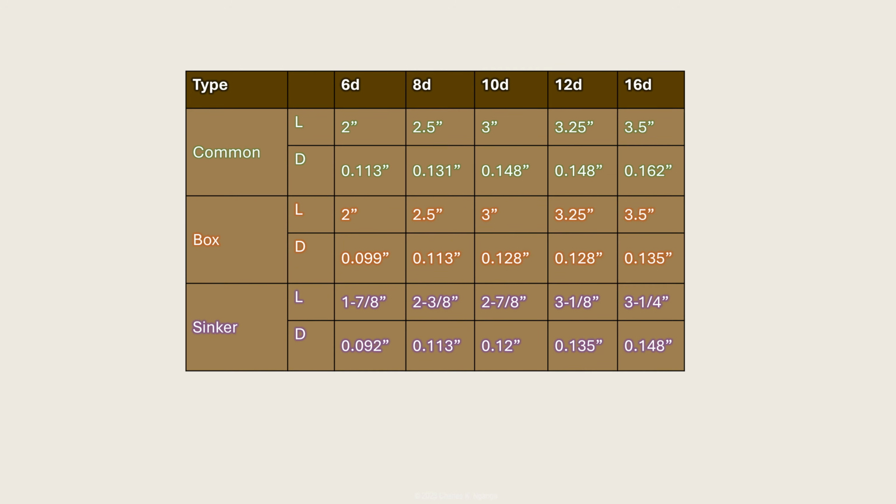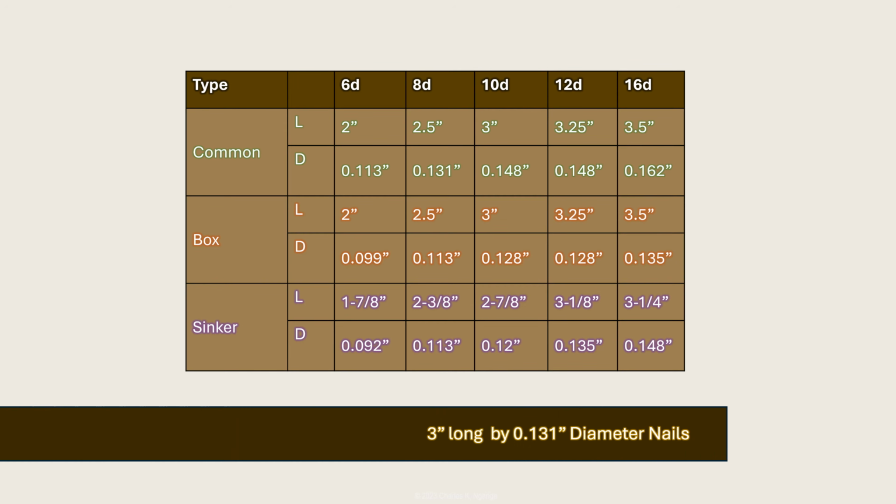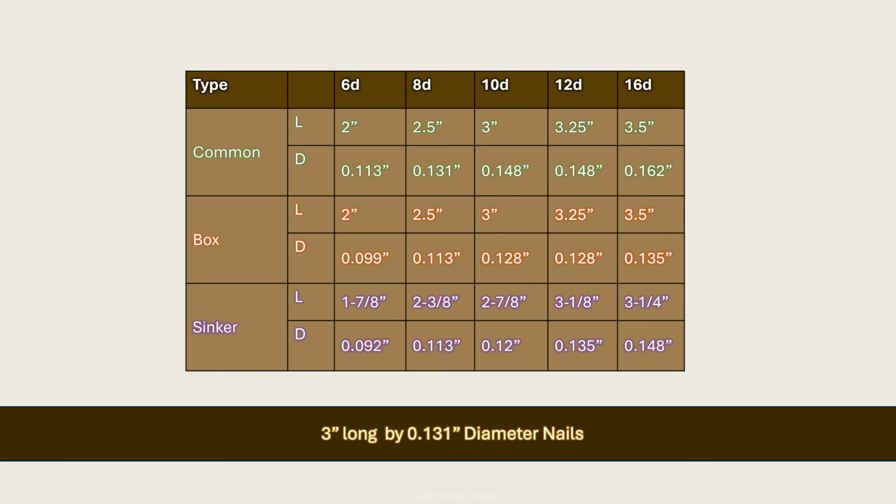Please note that these are not the only nail size designations used in wood construction. Another type of nail that is referenced as an option for several connections in the fastening schedule but is not shown here is the 3-inch long by 0.131-inch diameter nail. This nail type has the same length as a 10 penny common nail but with the diameter of an 8 penny common nail.